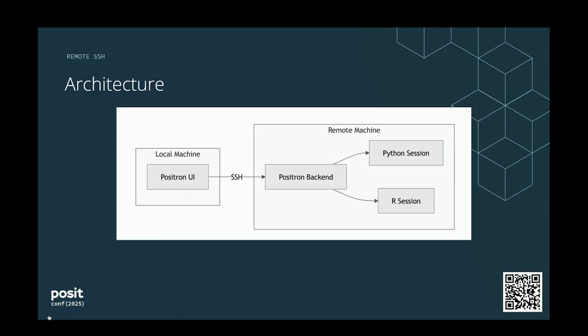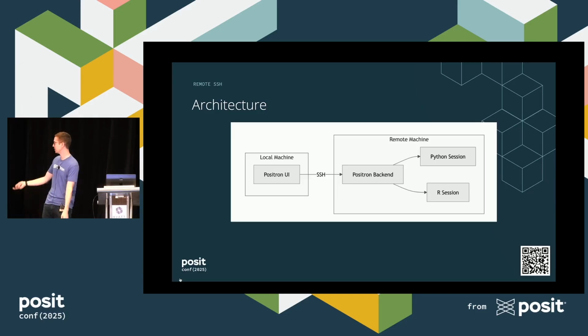So here's the architecture of remote SSH. What it's doing, if you allow me to nerd out for a second, on your local machine is just the UI, right? The pretty pixels that show up. On the remote machine is where you do all of your compute, right? So not only are your Python session or your R session happening on the remote machine, but your file system that you're working with is there. The Positron backend itself is also there. So we're running that extension host that Jonathan mentioned on the remote machine. And that's great because you can take full advantage of your more beefy machine's capabilities.